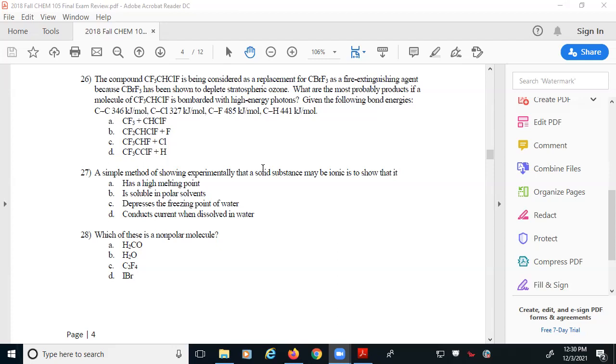All right. Number 26. We didn't talk specifically about energy in this course, but there are going to be some energy related questions on the final. And a lot of them are going to be easy stuff like this. This is asking about bonds. So here I have a compound. The question is, what are the most likely products if a molecule of this new compound were to be bombarded with high energy photons?